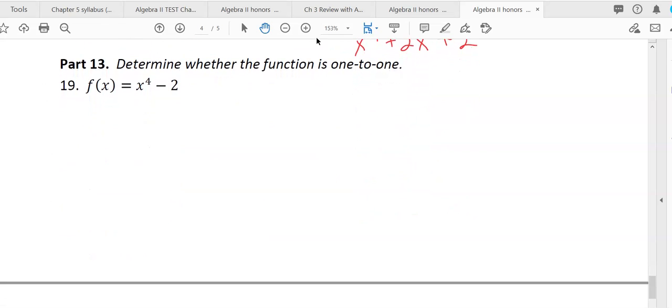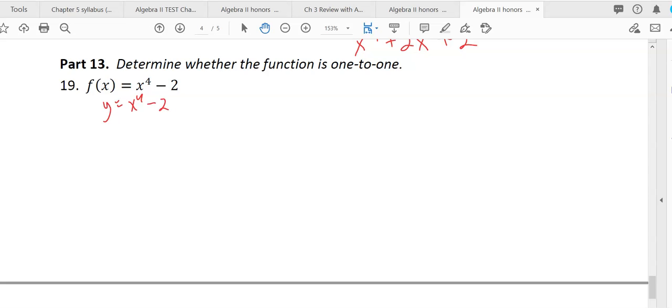Determine whether it's one-to-one. You can do this a couple different ways. So let's just try to do this algebraically. This would be the kind of sure way of doing it. Sometimes the graph can be a little deceptive. So to do this, we could solve for y, because y is really f of x, right?